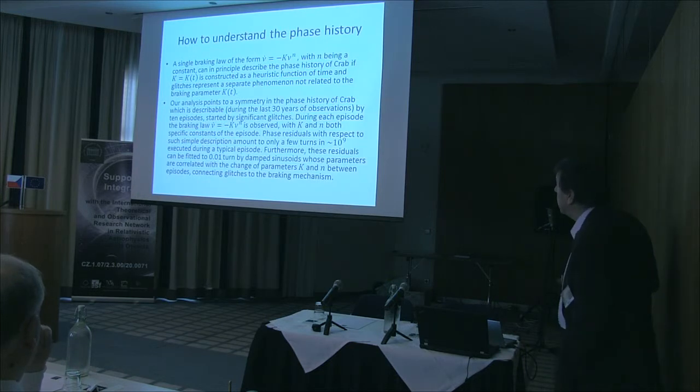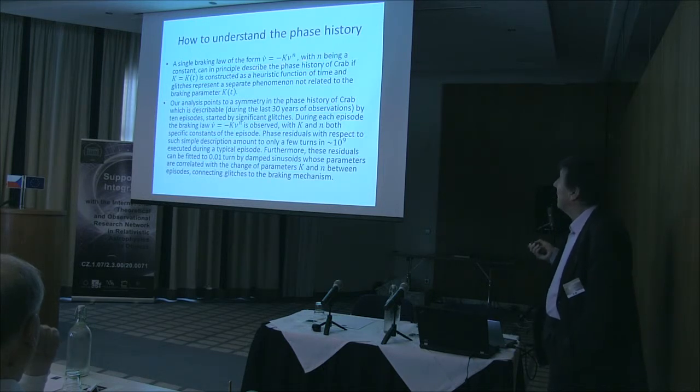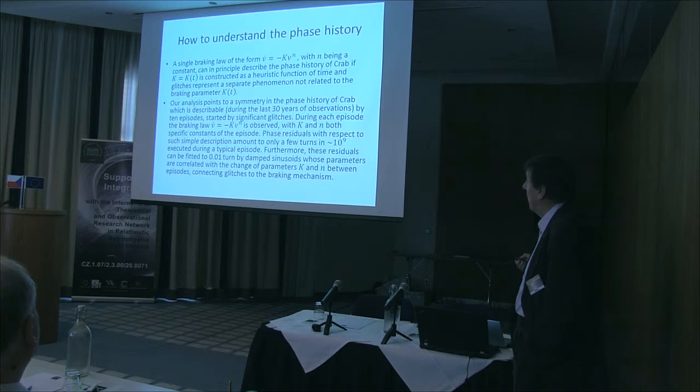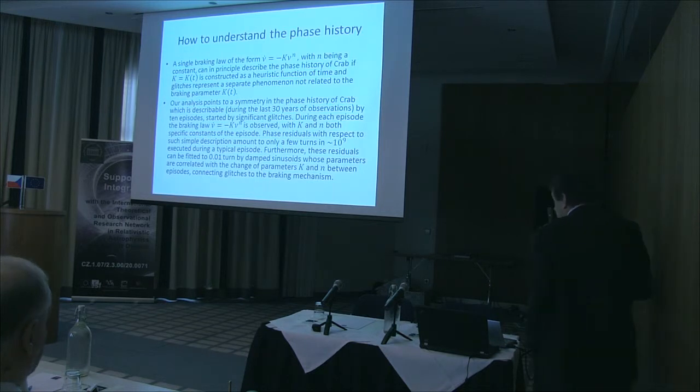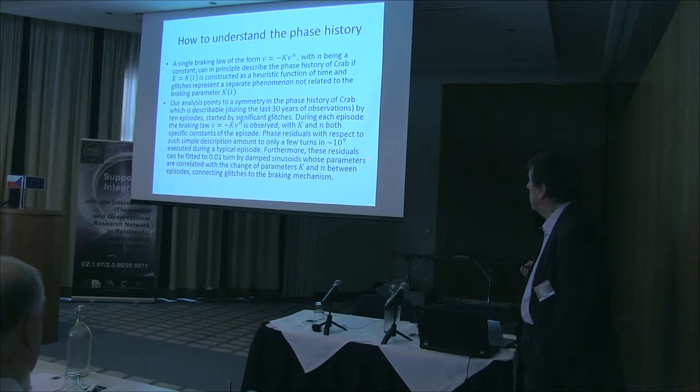Now, how to understand the phase history? What I'm trying to say is that you can say that a single breaking index law of this form describes the phase history of the crab, but this will require that k changes with time. And if you fix k, then your residuals with respect to such a breaking index law are really huge. But then the other point of view is the one that I just described, that the crab actually is changing the breaking index law during the episode. Of course, also the k is specific for each episode, but this allows you to fit the phase curve of the crab to a tenth of a hundredth of a turn for all the time.